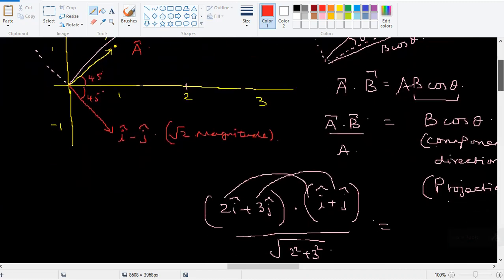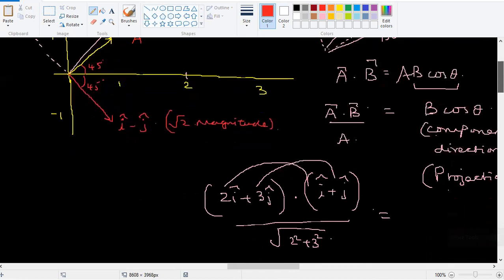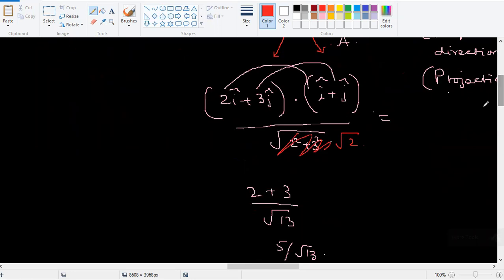A dot B, no issues. The B vector is this one, so take it down properly. This is B vector and this is your A vector. But then here I made a mistake. The A magnitude means this magnitude, so it means it's root 2. That means it will be 5 by root 2.